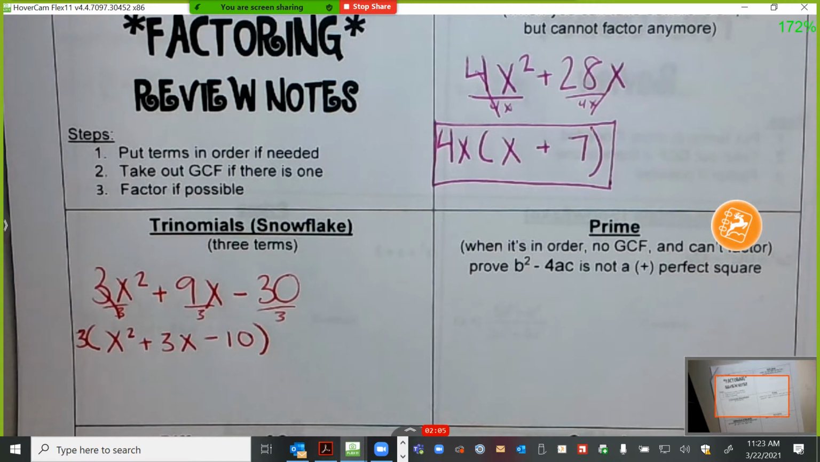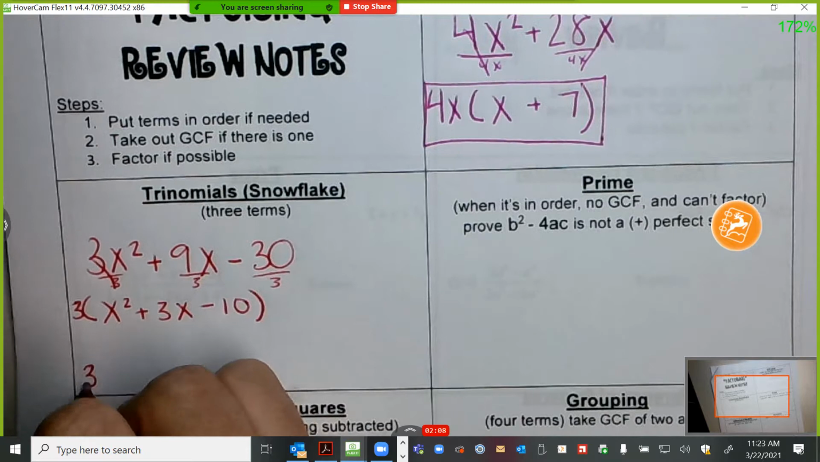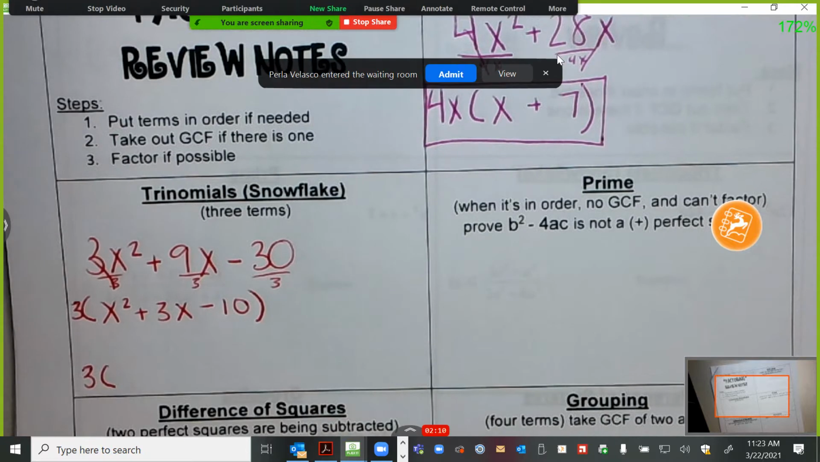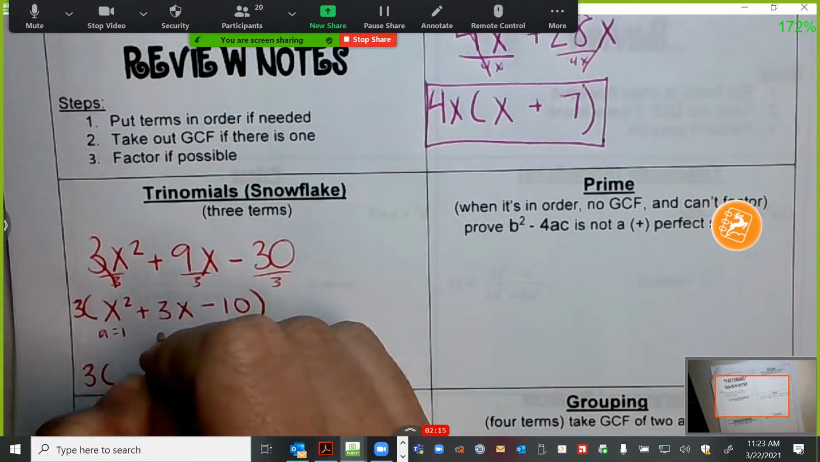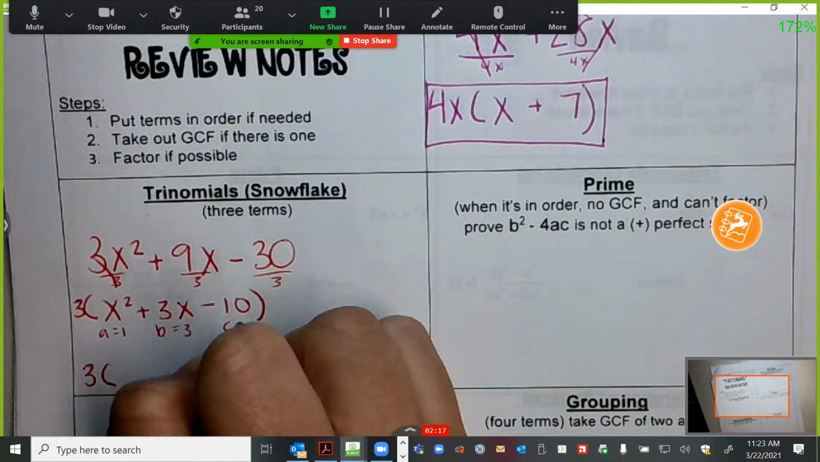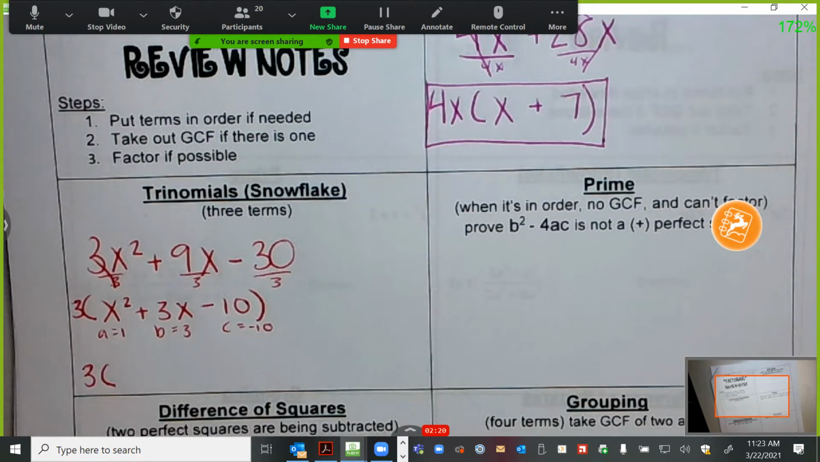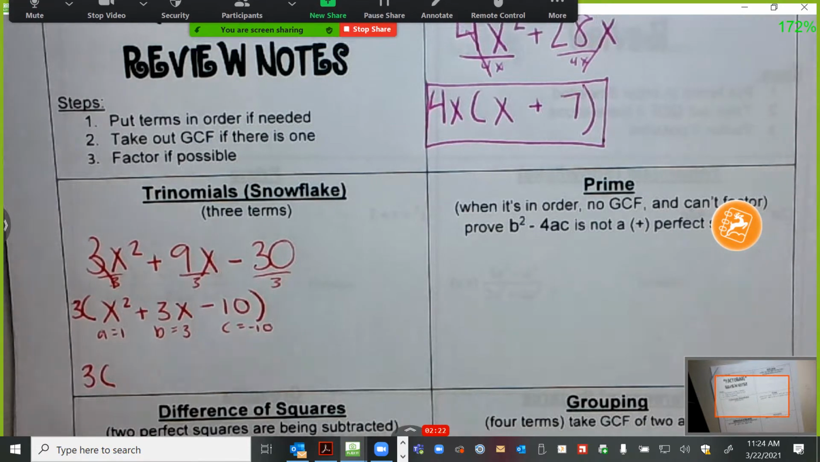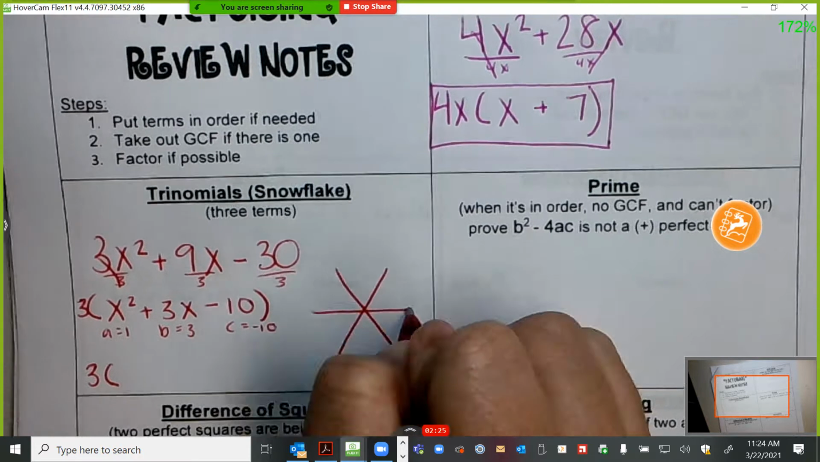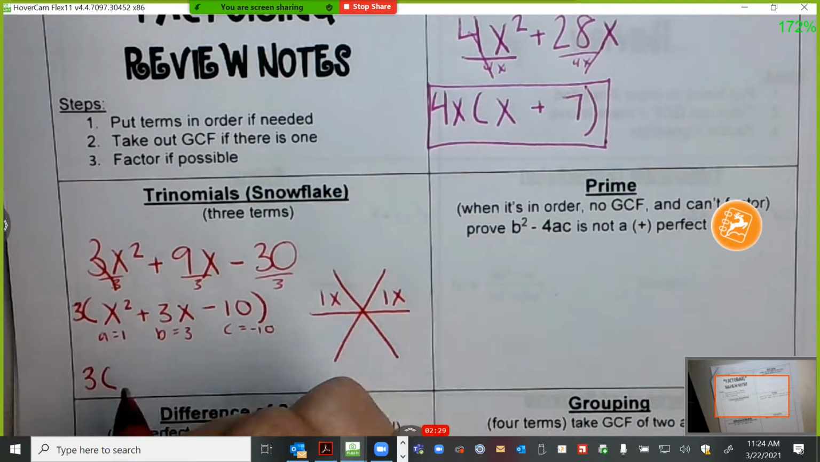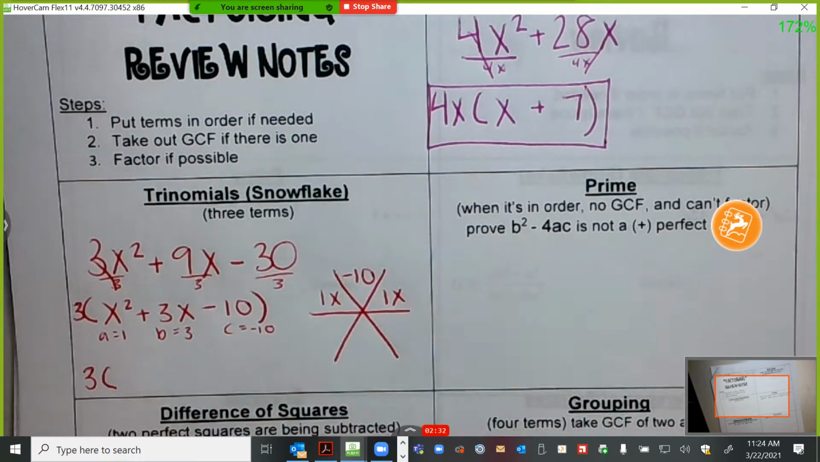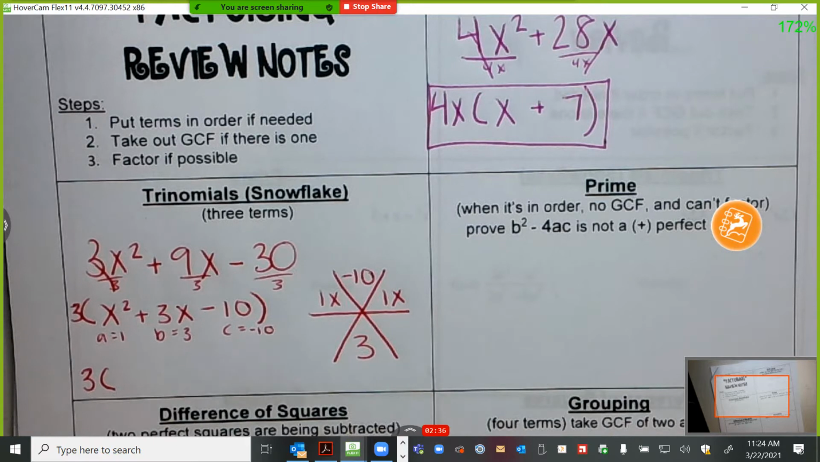And now we're going to factor what's left. So I'm going to bring down that 3 because I don't want to forget that it's still a part of my answer. Okay, so A here is 1, B is 3, and C is negative 10. Okay, so I'm going to do my snowflake. So we do AX, A times C, well 1 times negative 10 is just negative 10, and B is 3. So what multiplies to give me negative 10 but adds to give me 3?